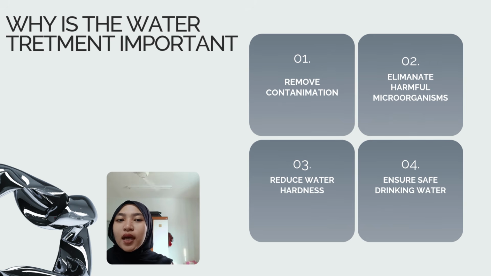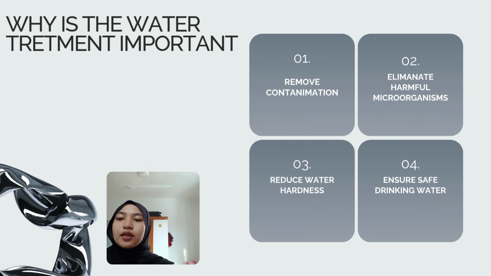So next we will continue with why water treatment is really important, especially in Malaysia. The first one is that it can remove contamination, because water treatment can remove harmful chemical pollutants. It extracts toxic matter like lead, so it protects human health from dangerous toxins. The second one is eliminating harmful microorganisms, because the process will kill dangerous bacteria and viruses. It eliminates invisible waterborne parasites. They stop the spread of deadly disease.